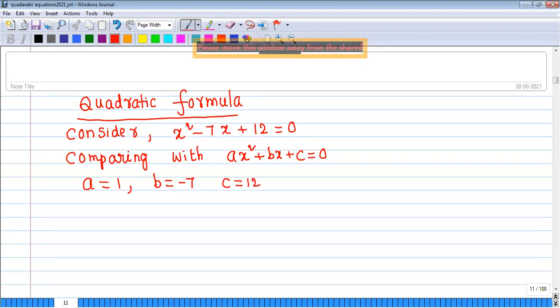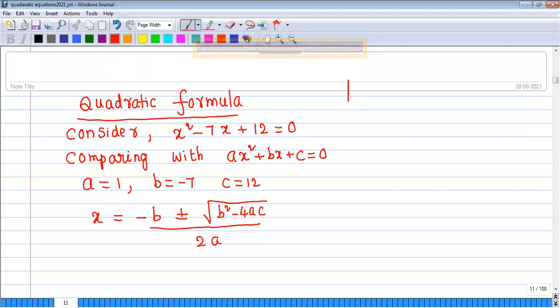So c is equal to 12. On comparing with ax square plus bx plus c is equal to 0, we get a is equal to 1, b is equal to minus 7, c is equal to 12. Now recall the formula, the quadratic formula. x is equal to minus b plus or minus root of b square minus 4ac upon 2a. So in this formula, the respective a value, b value, c value need to be substituted.